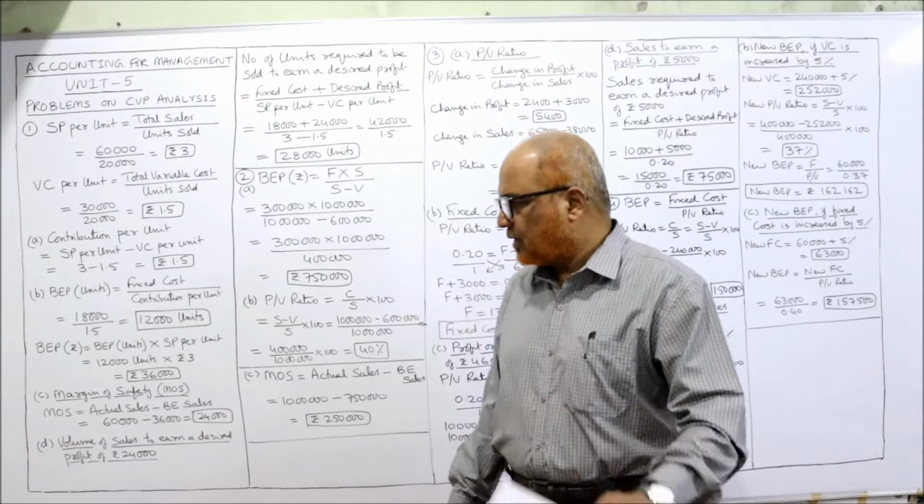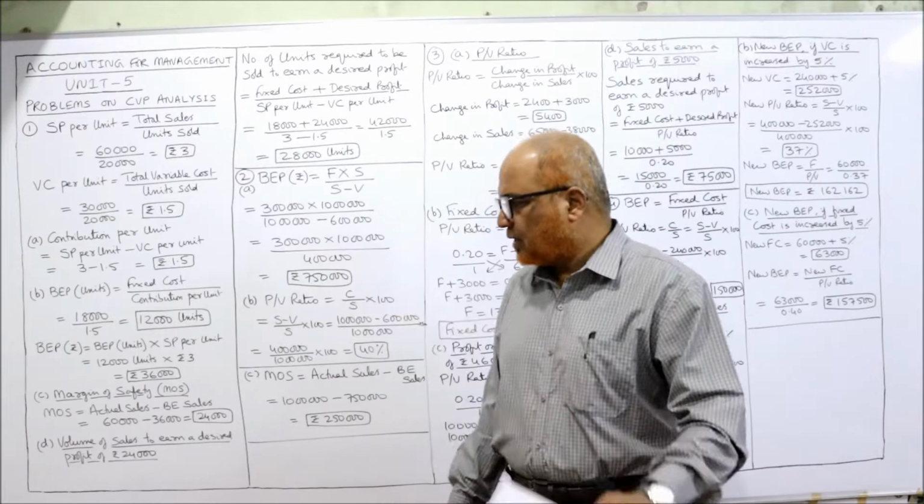Right? Profit by PV ratio. This is the formula we can apply to calculate profit. Or simply, we can find out profit like this also, because the PV ratio we don't have here. So without the PV ratio also, we can calculate the profit.